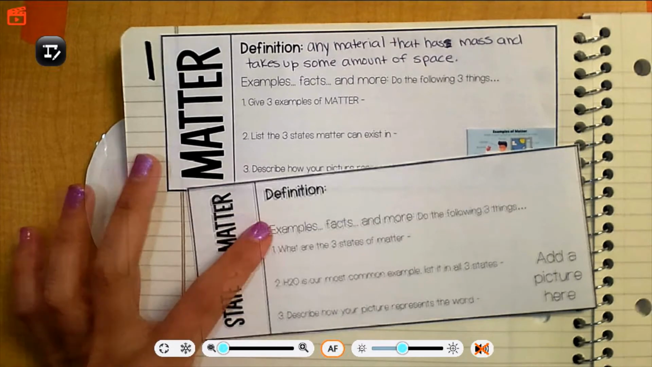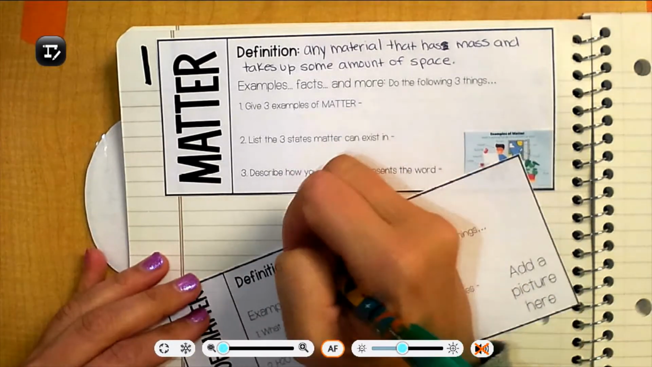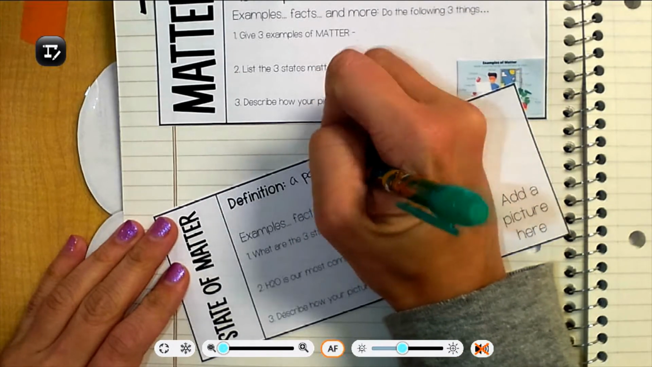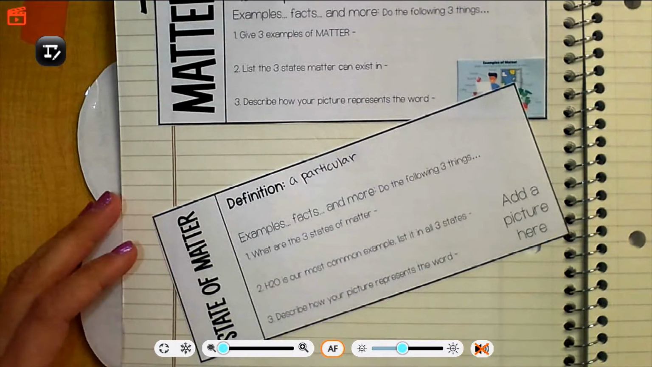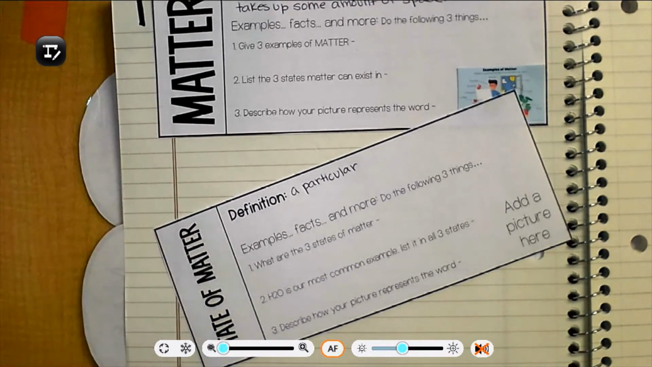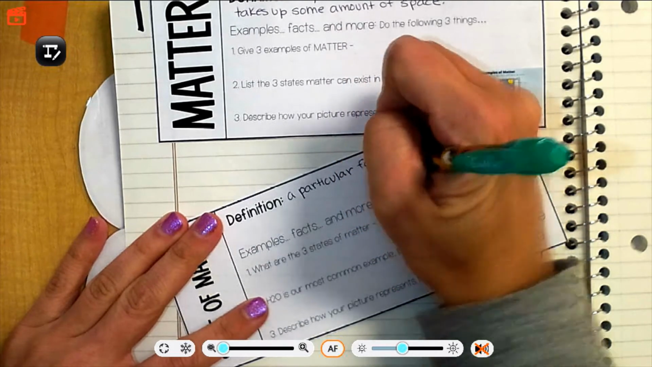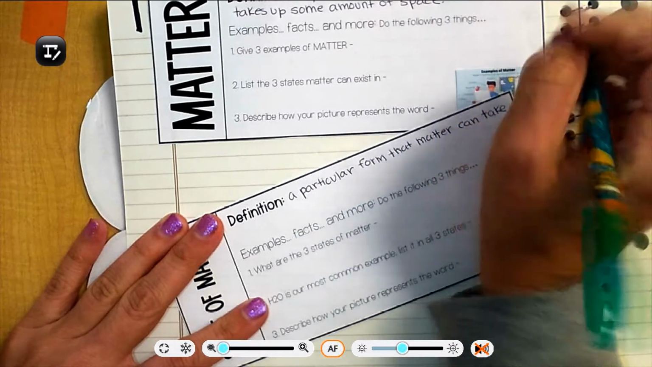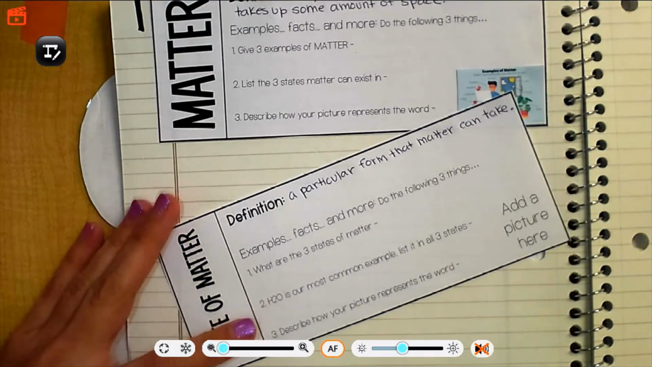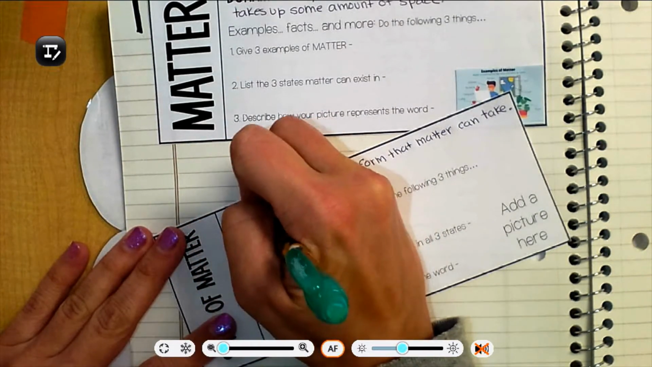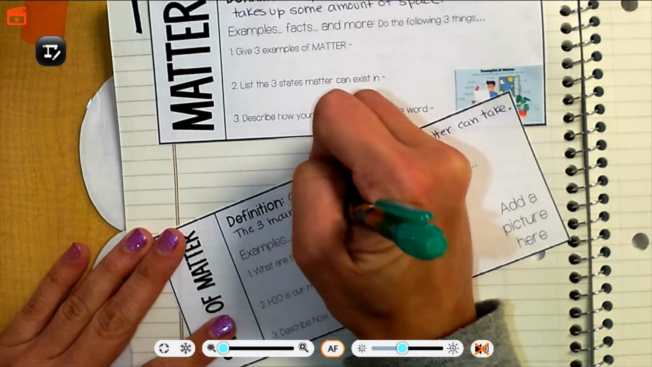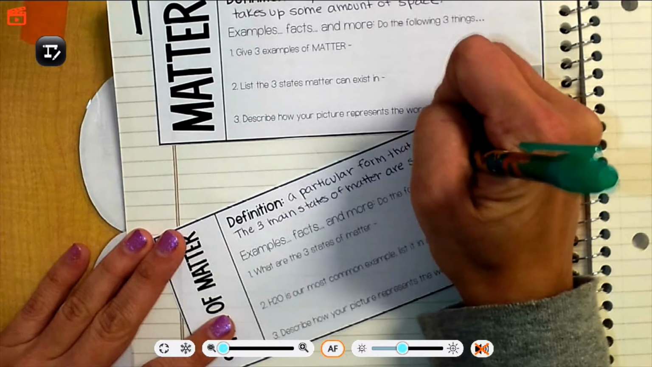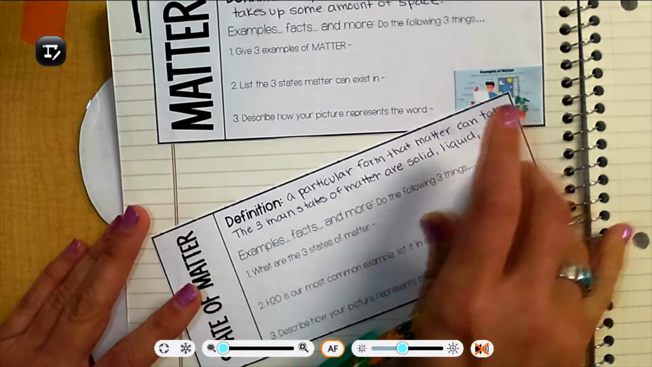Okay, so our next definition is for state of matter. You have that cut out. So my definition is a particular, for state of matter, that's the term. A particular just means like a specific or a named, it's not just generic matter, it's a specific kind. Particular form that matter can take. Period. The 3 main states of matter are, you should be able to finish this part of the definition on your own, solid, liquid, and gas.